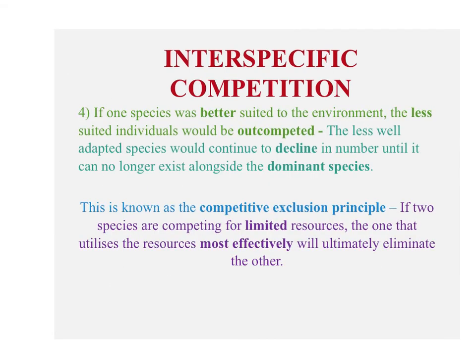Now finally, if one species is better suited to the environment, the less well-suited individuals become outcompeted. And outcompeted is an absolutely fine word to use in biology. That means that the less good species in that environment starts to decline in numbers, as the other species, the more dominant species, is overpowering it almost. And this is called the competitive exclusion principle. If 2 species are competing for a limited resource, the one that is able to use that resource most effectively ultimately eliminates the other.